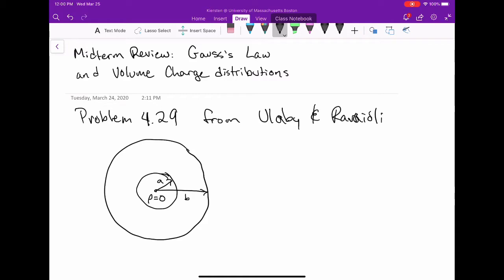And in between these two, there is a volume charge density, which is equal to minus rho V naught over R squared inside. And we are asked to find the electric flux density in all regions.